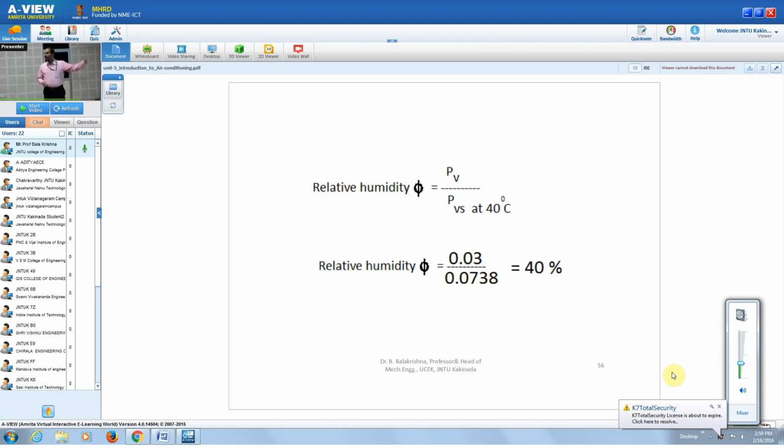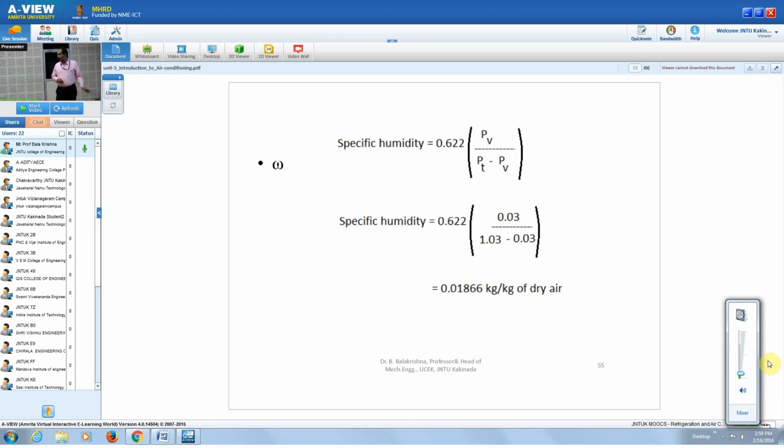You compare this value with that. It should be more or less within 10%. You should get the relative humidity as 30%. Then the previous slide. And the specific humidity is 0.01866. Compare the psychrometric chart value with the analytical value.